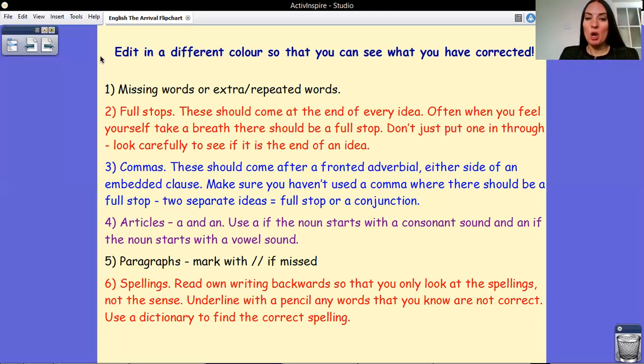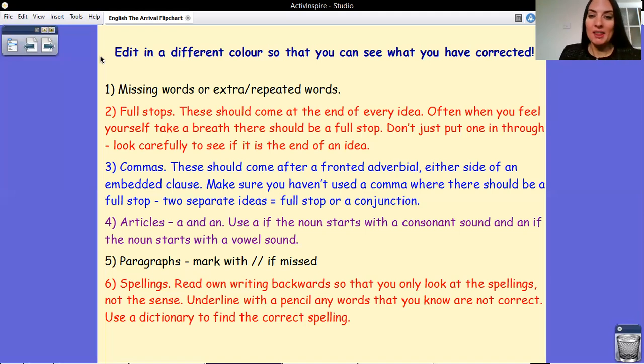So next is commas. These are probably the ones that people misuse the most often. And you have to remember that they should come after a fronted adverbial. So we'll think about that for a moment. We've used a lot of adverbial phrases at the beginning for cohesion in this piece of writing. So if you've got something at the start, like 'it was stepping off the ship,' comma, and then you carry on the sentence. Or something like 'the next day,' comma.